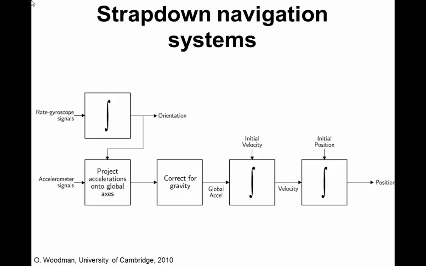So in a navigation problem, take a look at strapped-down navigation systems. The rate gyro signals are integrated to give you whole angle, and that information is then fed into a computation of essentially the accelerations in the stationary frame. That's then corrected for gravity and then double integrated to give you position.